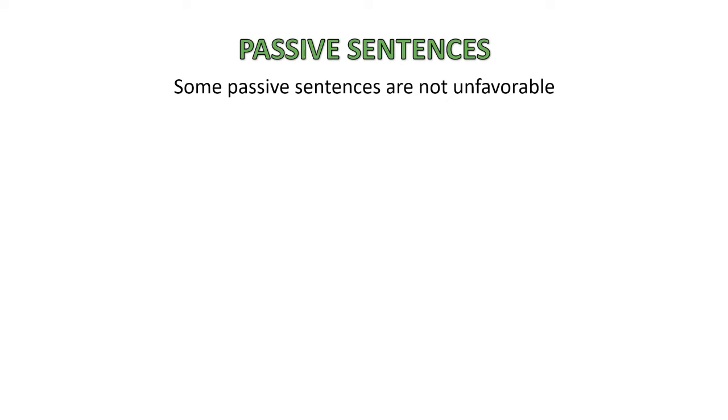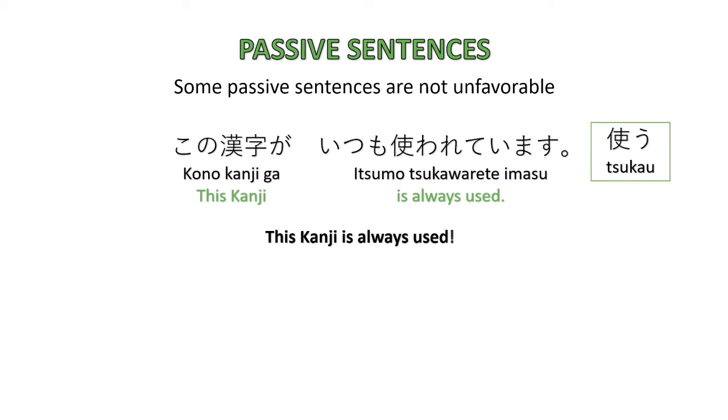But some passive sentences are not unfavorable. So for example, この漢字がいつも使われています. This kanji is always used. So this is not a negative sentence. It has no negative connotation. Okay?